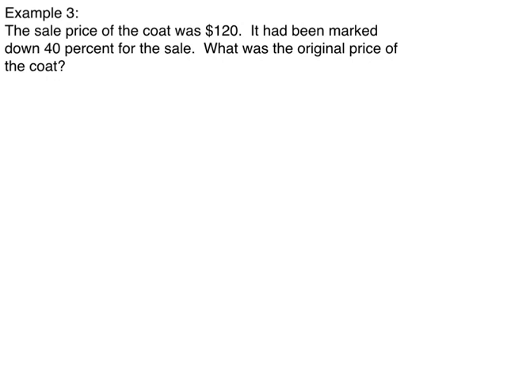Example 3, the sale price of the coat was $120. Okay, now that's after it's been marked down. It had been marked down 40% for the sale. So we're trying to find out now what is the original price of the coat. All right, so if it has been marked down 40%, then that $120 is the 60% price. So we're going to use 60%, not 40. 0.6 times $120 equals what number?